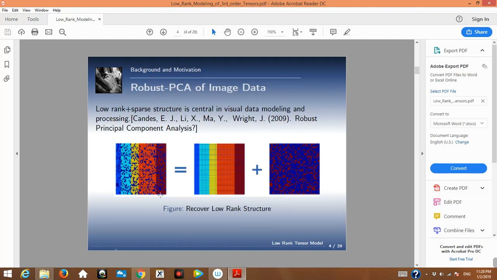For example, if we look at this image, we can see there is a lot of sparse noise in this image, and the background is very symmetric. That is to say, the background is a low-rank matrix, and the purpose of robust PCA is to recover this low-rank matrix from the original matrix with sparse error.